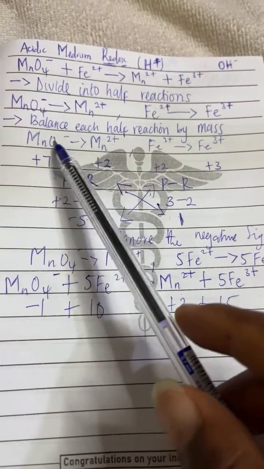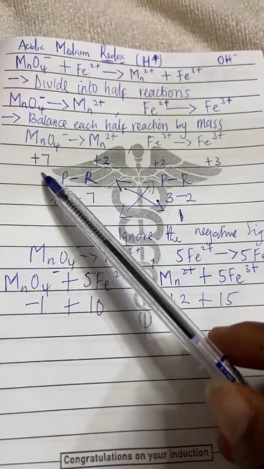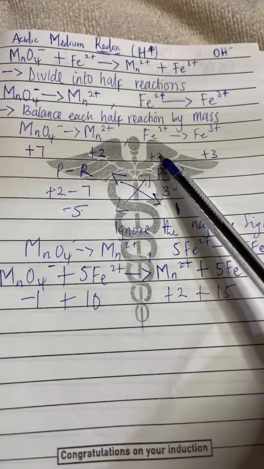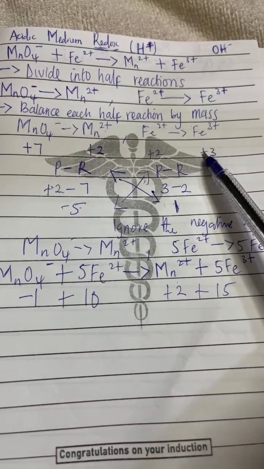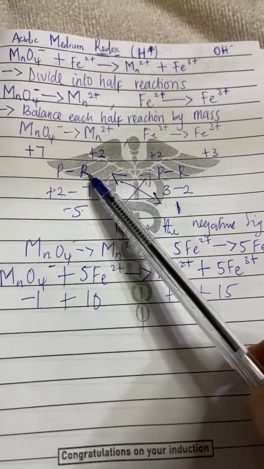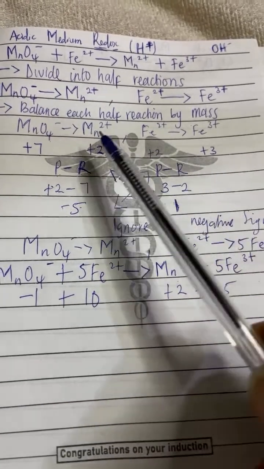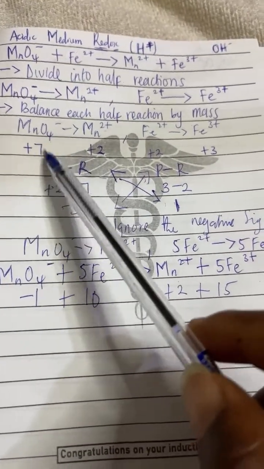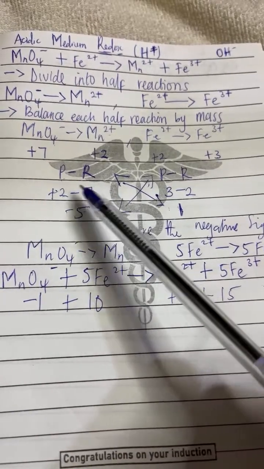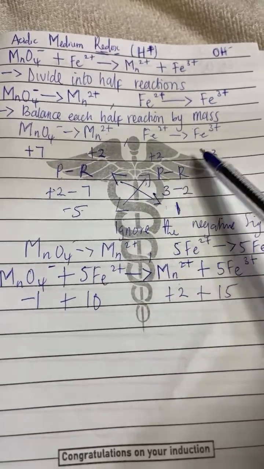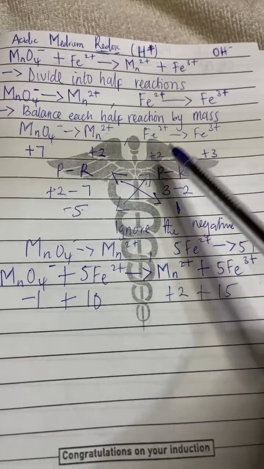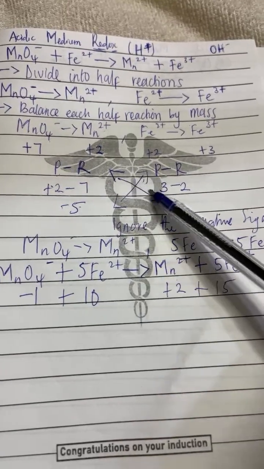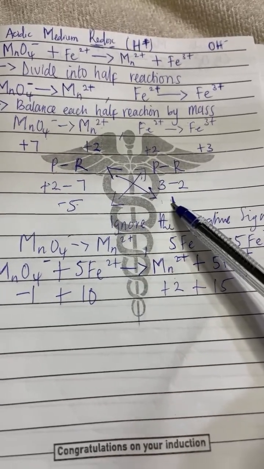You calculated the oxidation number of manganese in this compound is +7. Here manganese is +2, right? Here Fe is +2, and here Fe is +3. You write it out. Then you do products minus reactants. This is the product, 2, minus this reactant, 7. 2 minus 7 is what? -5. Here 3 minus 2 is what? 1. So now you see this sign, like I'm cross multiplying. I'm using whatever I got here to multiply this.